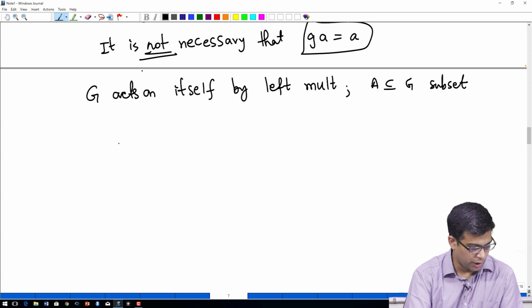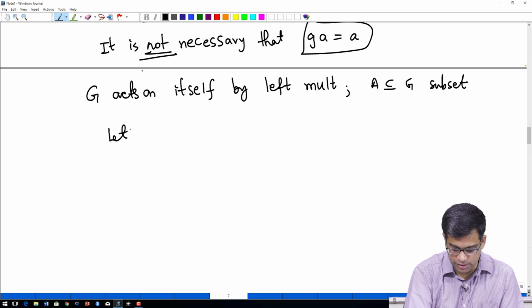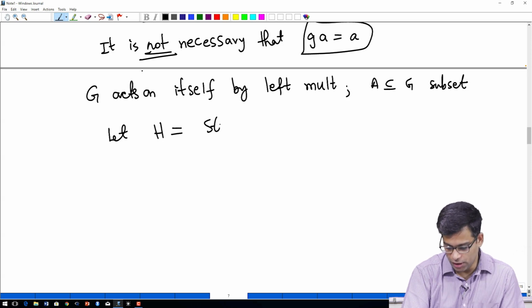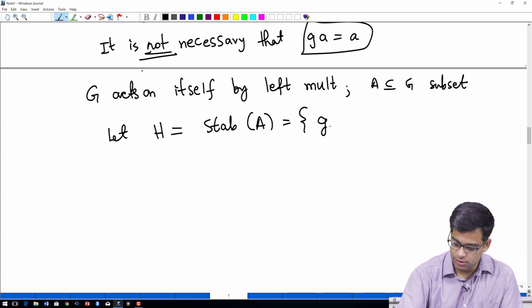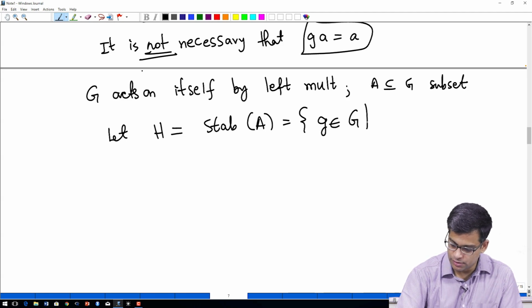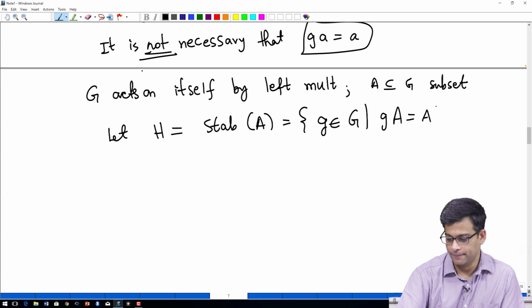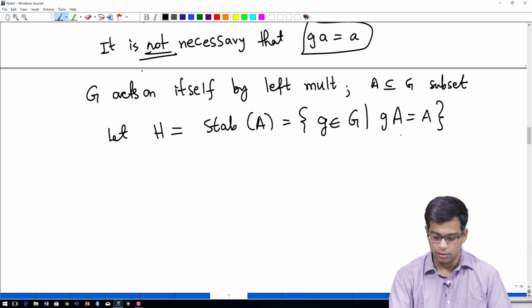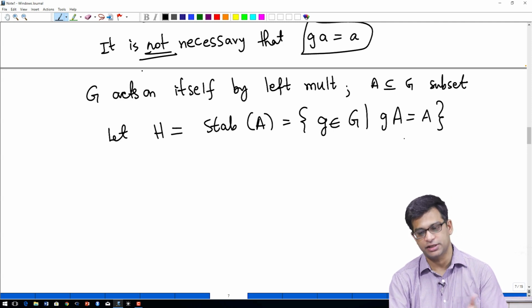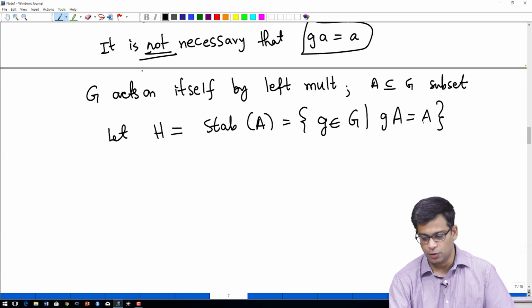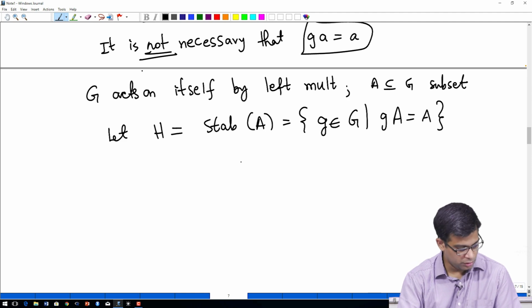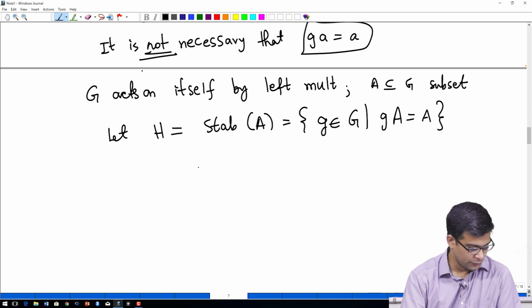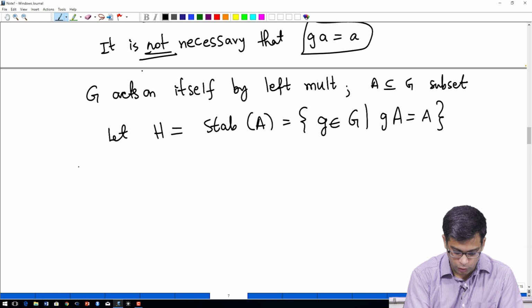Now I am going to consider, let H be the stabilizer of A. Remember, this means it is all elements which fix the set A, not an element of it. They do not fix an element of A, they are allowed to interchange elements of A. You take an element of A, small g maps it to some other element of capital A. Now I am going to prove that.